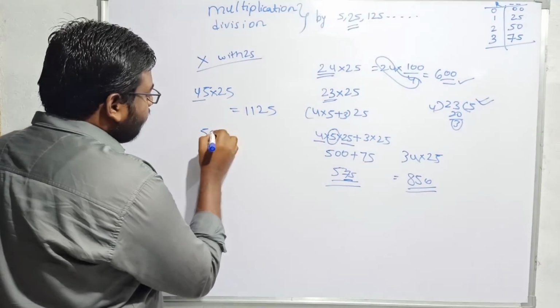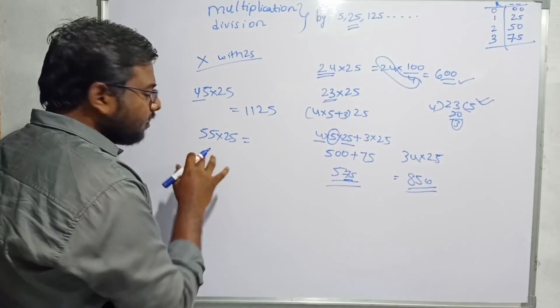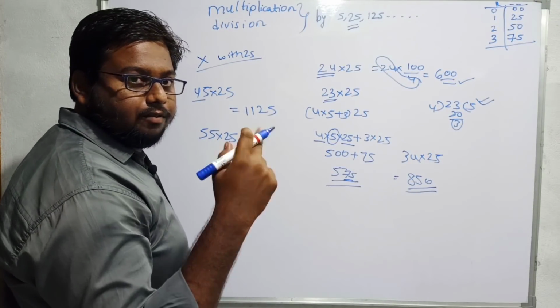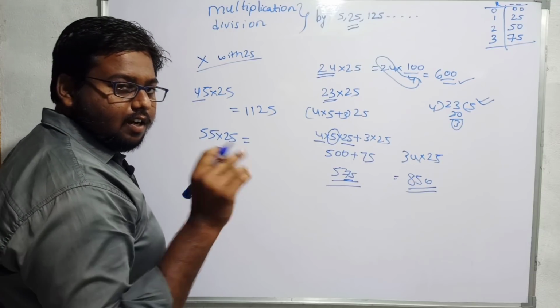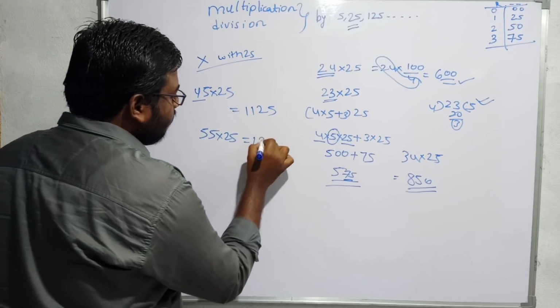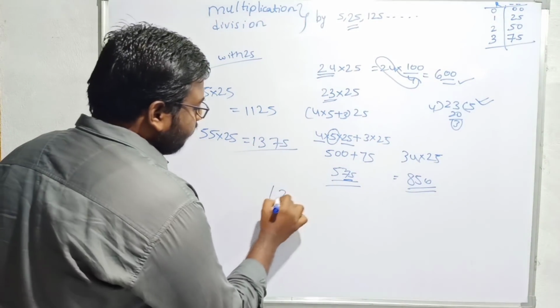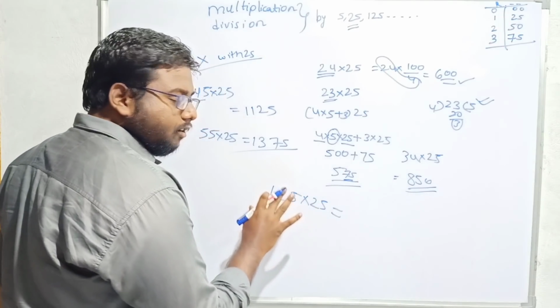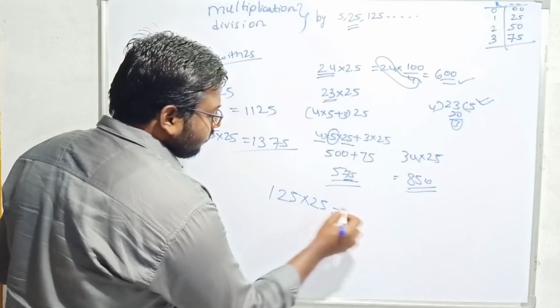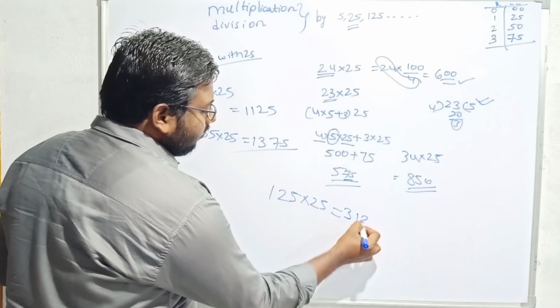For example, 55 into 25. If I divide this with 4, I will get 13 as quotient and 3 as remainder, because 13 4s are 52 and 3 is the remainder. So 1375. 1375 is the answer for it. For example, if I have to calculate 125 into 25. If I divide this with 4, I get 31. 4 31s are 124 and 1 is the remainder.